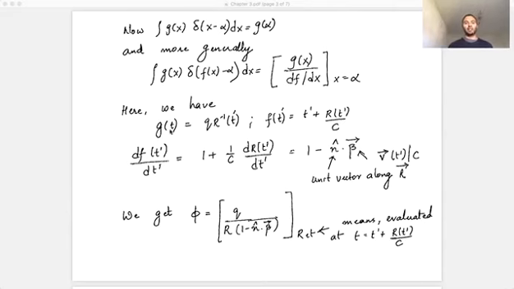So in this case, g of t is the integrand we have. So that's just q by r. q is the charge and r is what was in the denominator. That just comes from the Green's function.